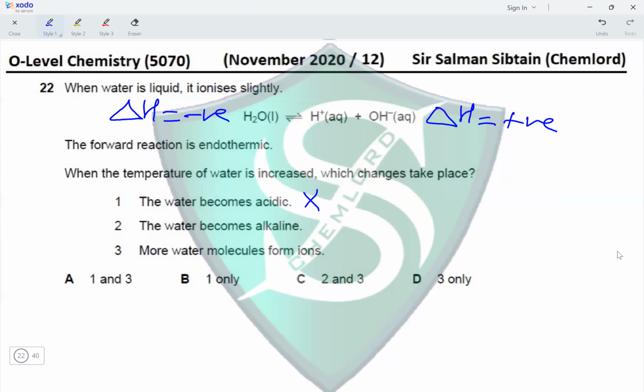Next, the water becomes alkaline. Same thing. If the OH- ion concentration is increasing, the H+ ion concentration is proportionally increasing, keeping it neutral. More water molecules form ions. Yes, if the forward reaction is being favored, more ions would be present compared to before the temperature was increased. So statement 3 is the only correct statement, making option D the correct option for this question.